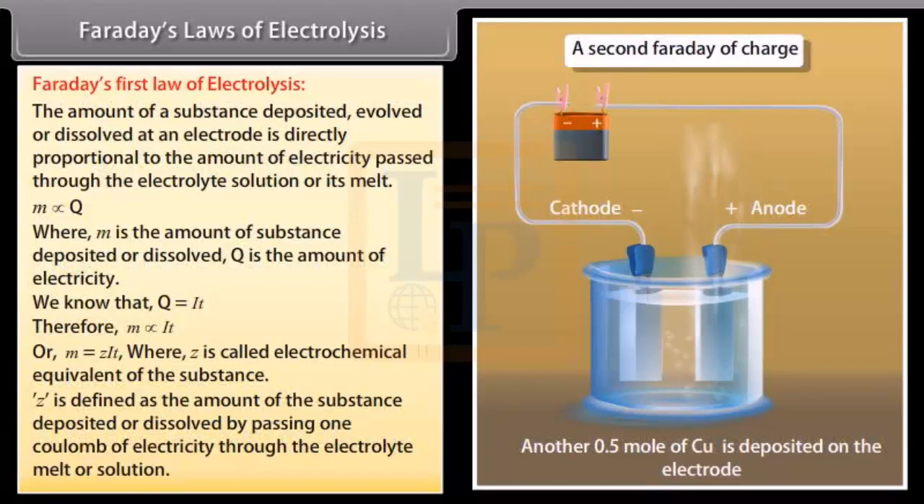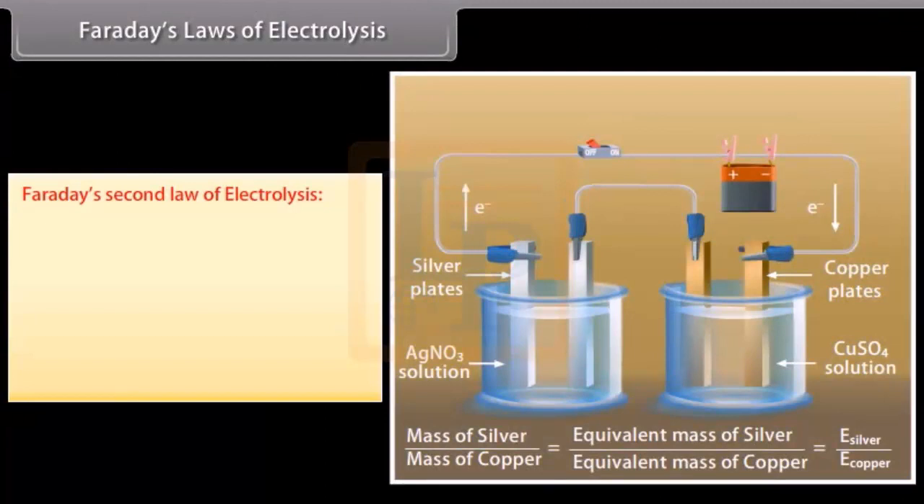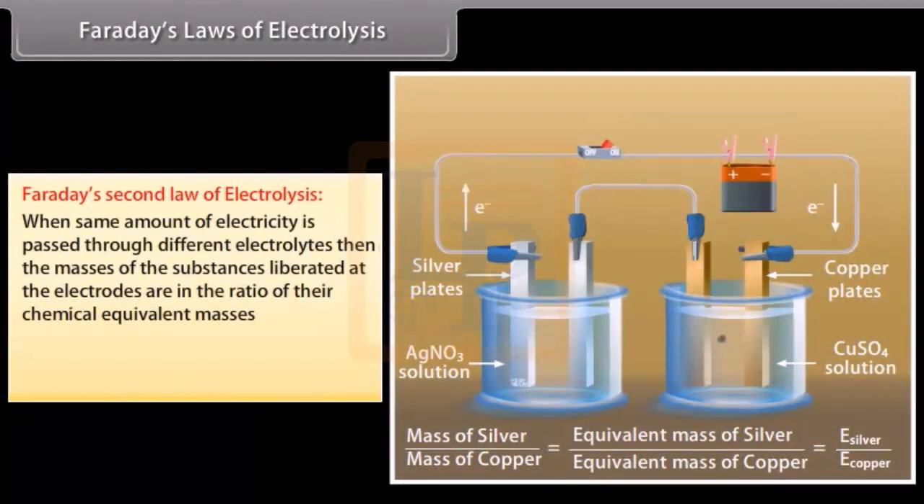Faraday's second law of electrolysis. When same amount of electricity is passed through different electrolytes, then the masses of the substance liberated at the electrodes are in the ratio of their chemical equivalent masses.